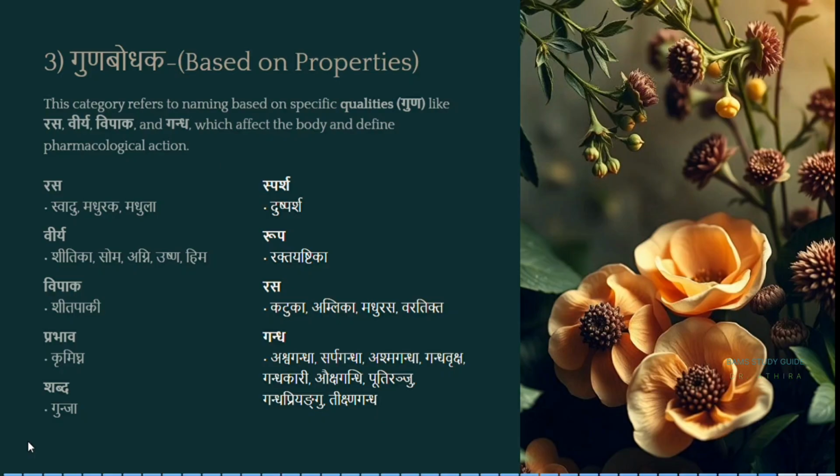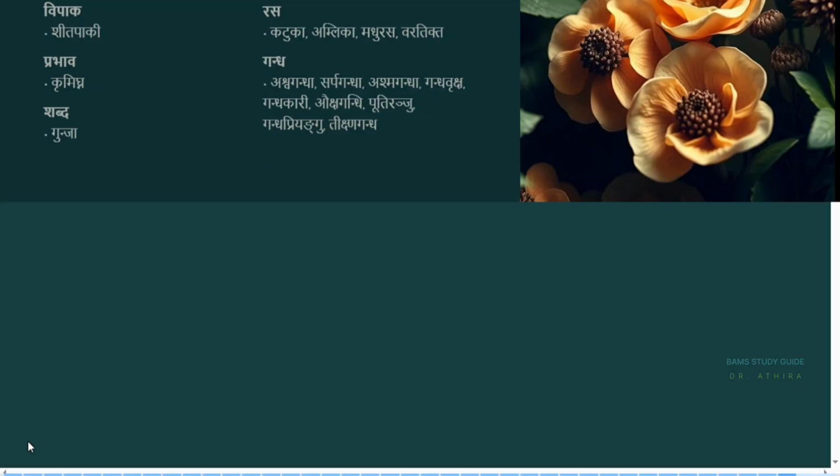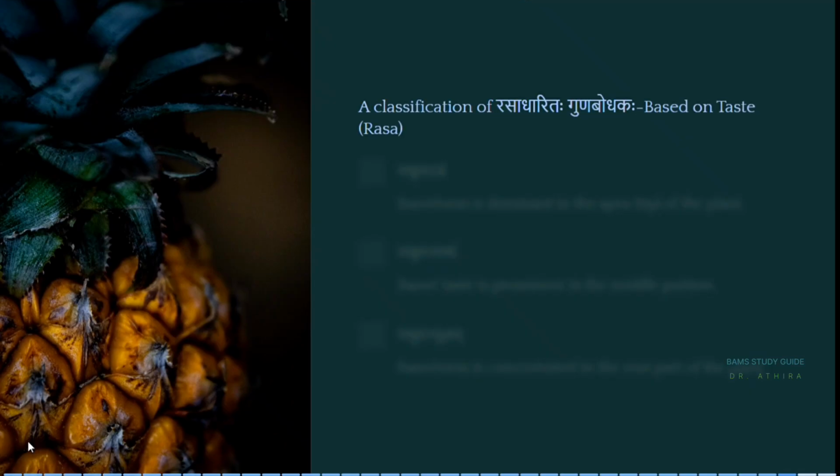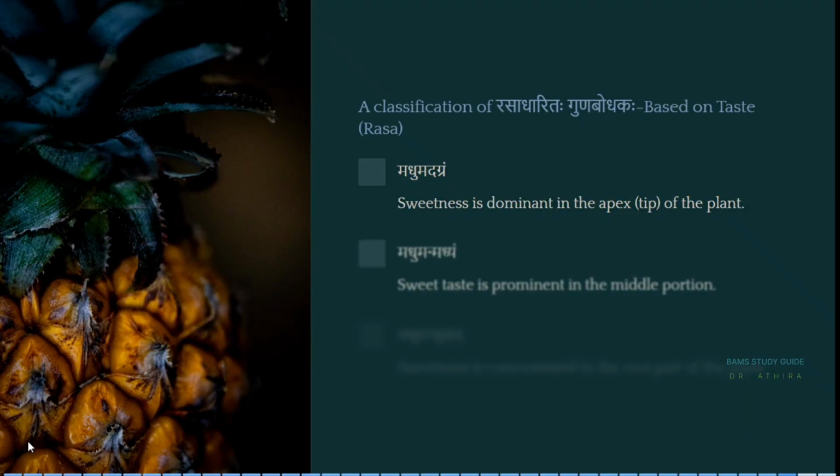Plants were also classified based on taste, known as Rasadharita classification. In some plants, sweetness is dominant at the tip, referred to as Madhuramagram. In others, the sweet taste is more prominent in the middle part, called Madhuman Madhyam. And in some cases, sweetness is mainly found in the root, known as Madhuman Moolam.